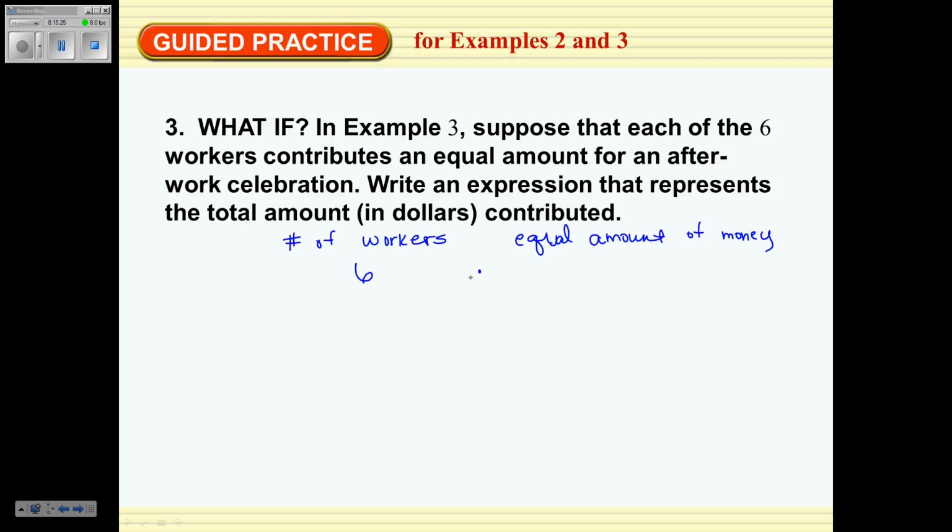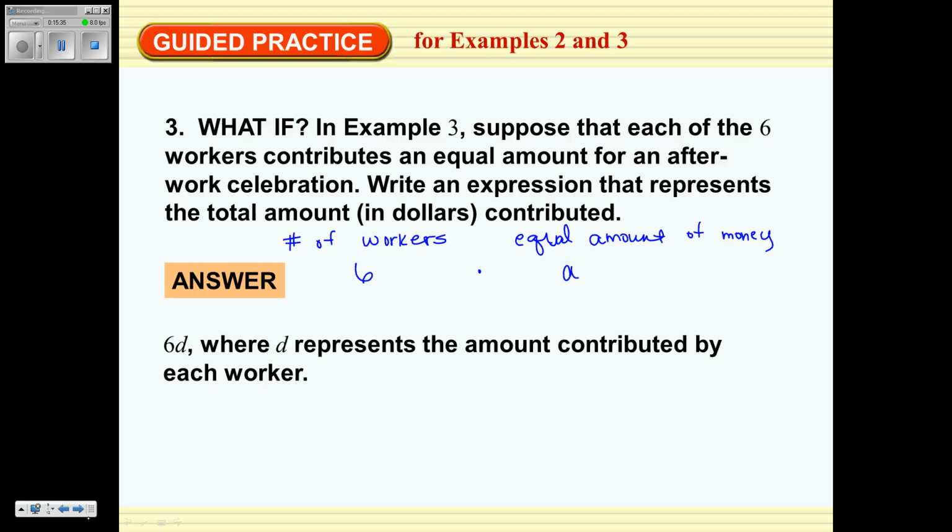So let's assign it a variable. How about A? It might be M. I'm not sure what the video or the PowerPoint is going to use. So our expression would be, they used D, I used A. It wouldn't matter. My expression would be 6A. There's a 6D, where D represents the amount contributed by each worker. Mine is the A, the amount contributed by each worker.